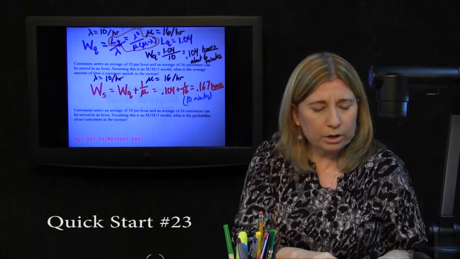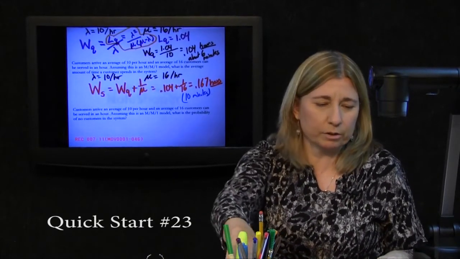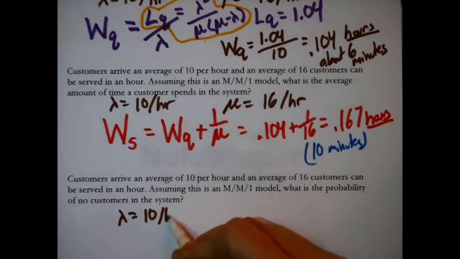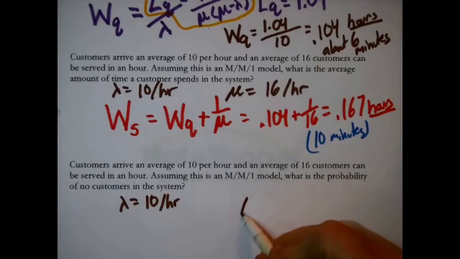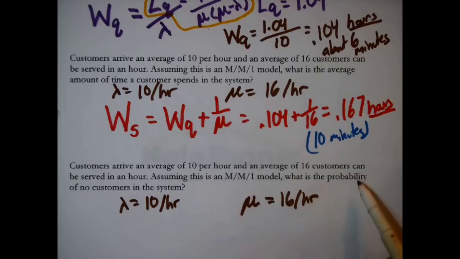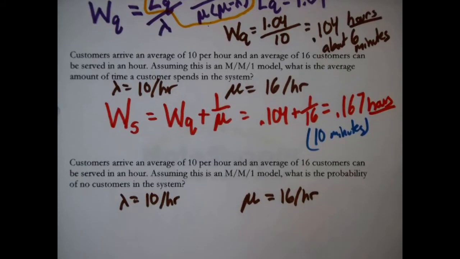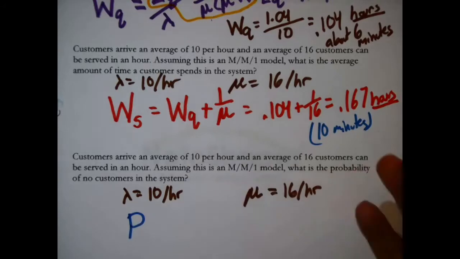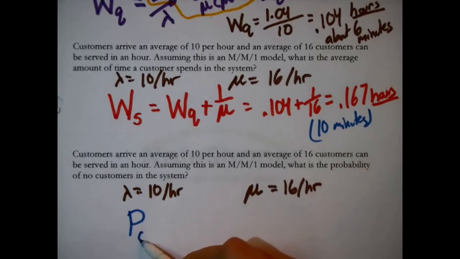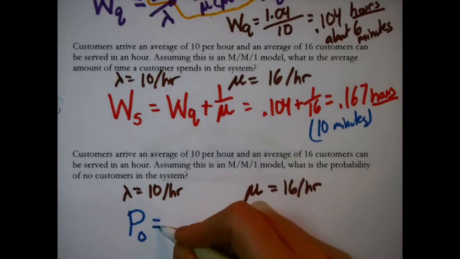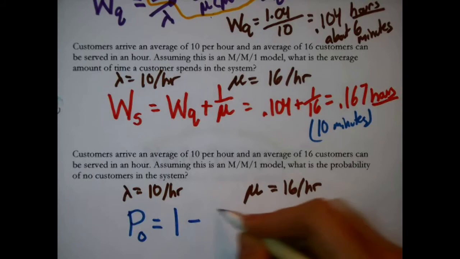All right, now, oh wait a minute, the next question looks like it's the same system. Customers arrive at an average rate of 10 an hour, and they're served, mu, at an average rate of 16 an hour, assuming the M/M/1 model. What is the probability of no customers in the system? That is another formula. We can recognize it if it's listed as capital P for a probability. It's asking for chance. Sub zero, meaning probability of nobody or nothing, zero people there. It's pretty simple to calculate.